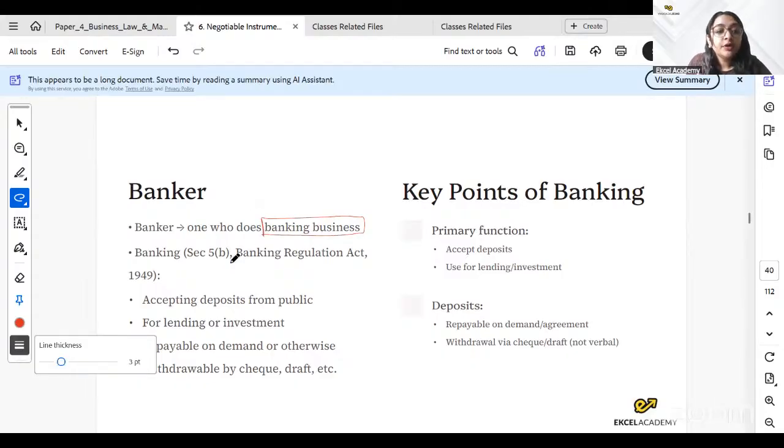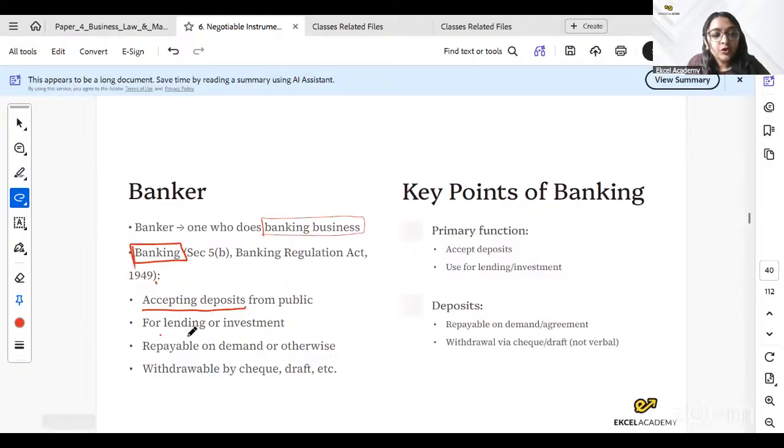As per the Banking Regulation Act of 1949, what is the business of banking? The business of banking is accepting deposits from the public for lending or investment, repayable on demand, withdrawable by check, draft, etc.